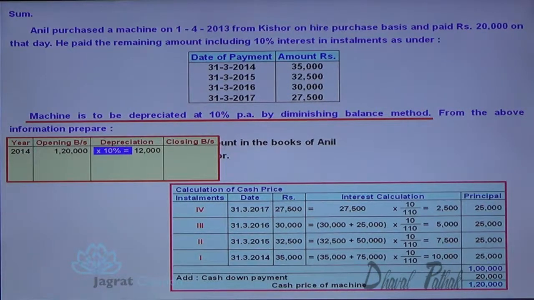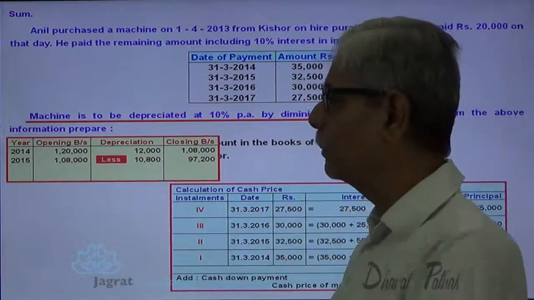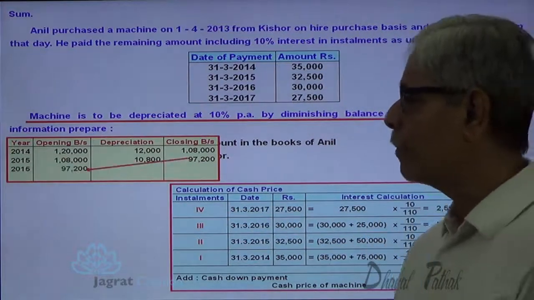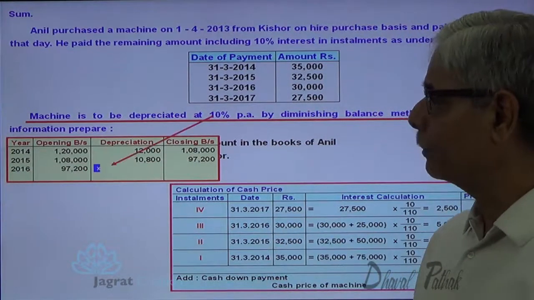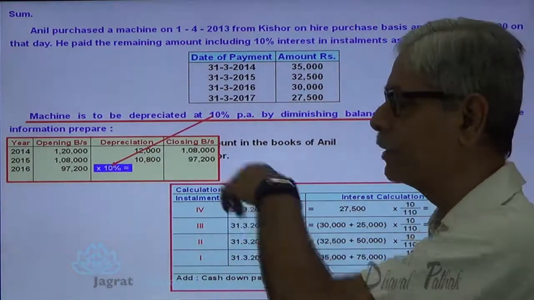12,000. Closing balance 1,08,000. That becomes opening balance for 14-15. Once again, depreciation at the rate of 10%, 1,08,000, 10,800. 1,08,000 minus 10,800, 97,200. That becomes opening balance for 15-16. Once again, depreciation at the rate of 10% by diminishing balance method, so 9720.